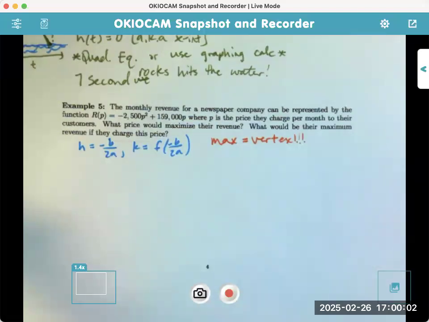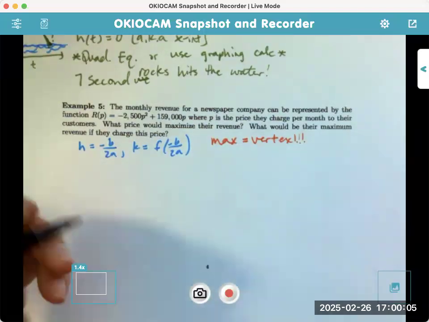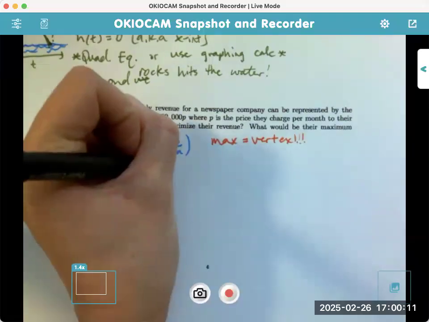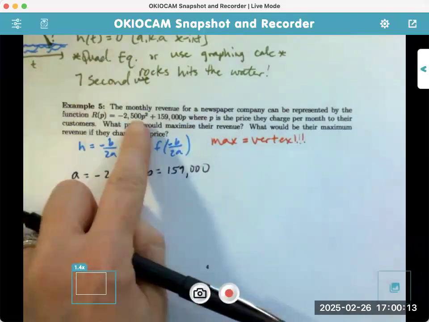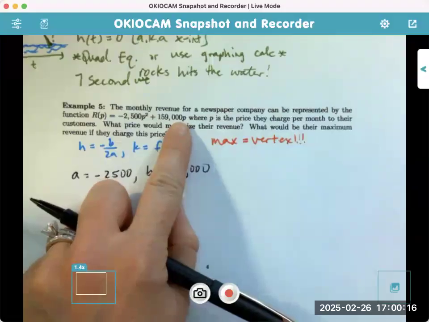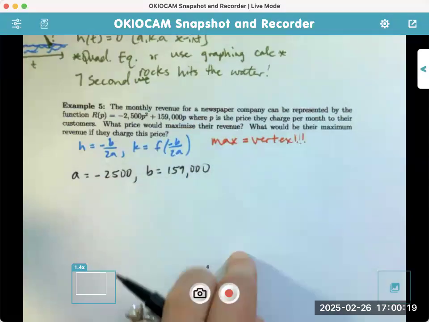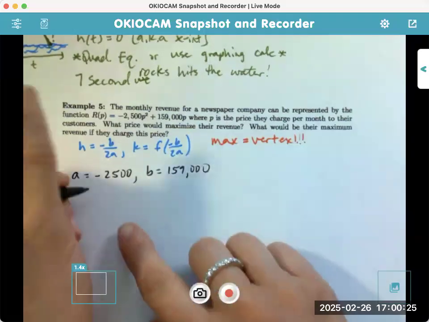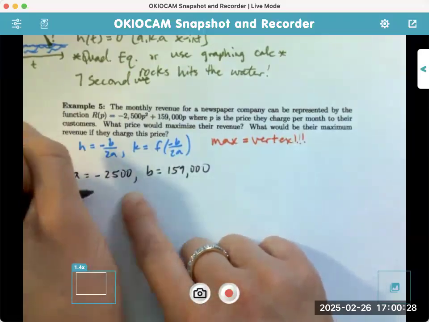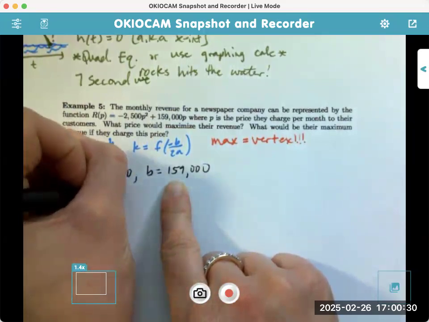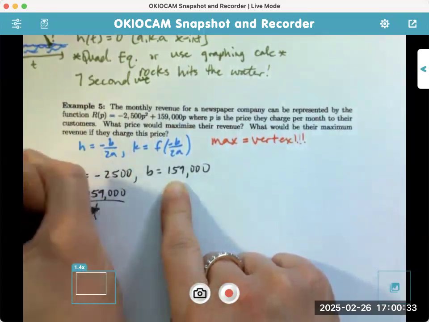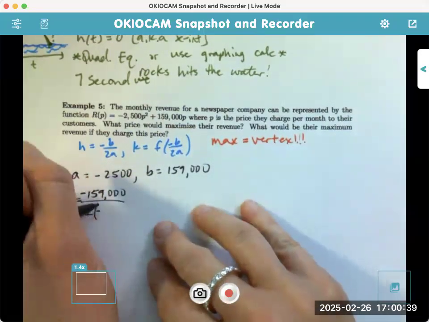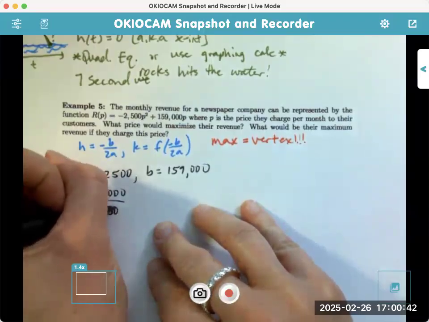Ready, go. Okay, so let's see. My a is the negative 2,500. B is the 159,000. Because a is with the squared term, b is with the single term. And our c would be a constant, but this is just assumed plus 0, so don't worry about c. Okay, so h is negative 159,000 divided by 2 times negative 2,500.